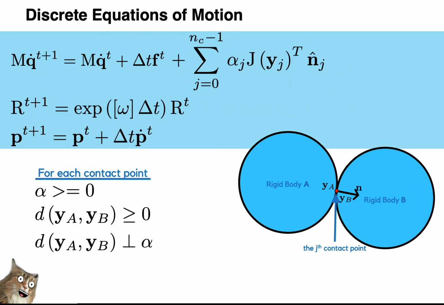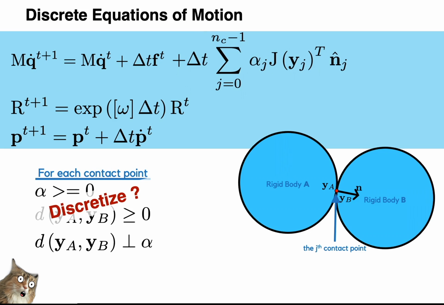And having done all that, we arrive at the following discrete update equations of motion, which are already looking a lot better than they did a few minutes ago. However, we still haven't sorted out how to relate our velocity and position updates to the rest of our constraints. So let's do that next.